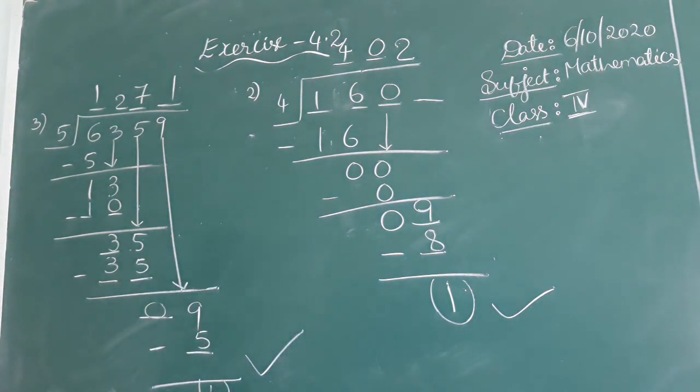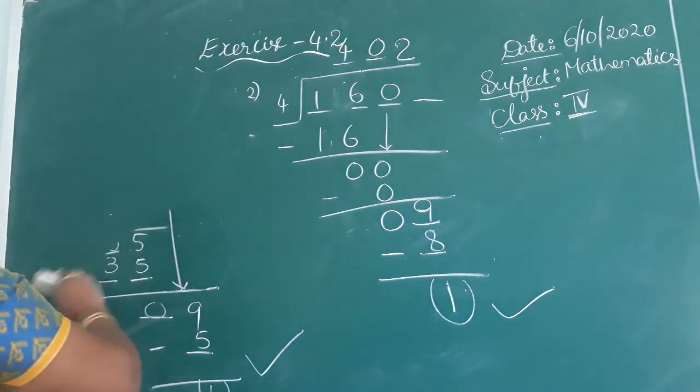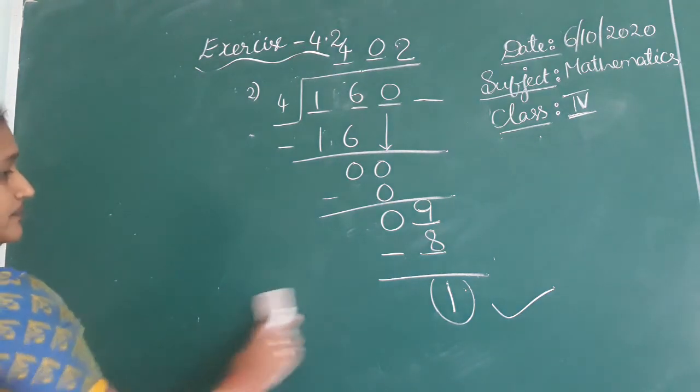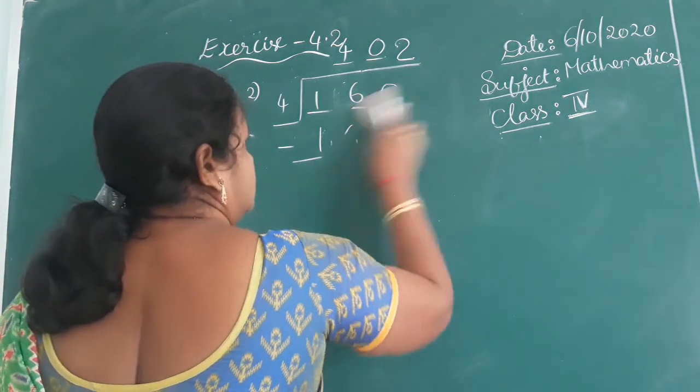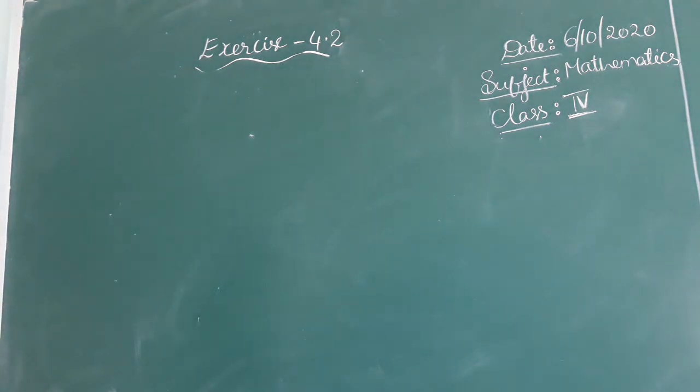Next one, direct divisions only they give. This is the A Roman. Now B Roman I am saying you. B Roman divide.